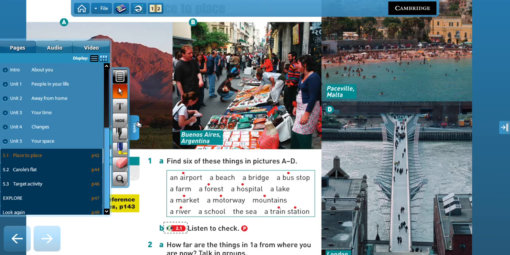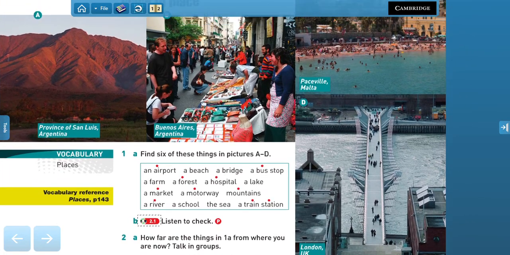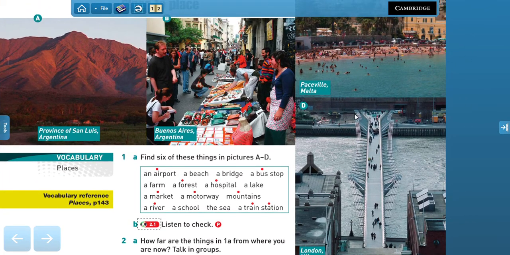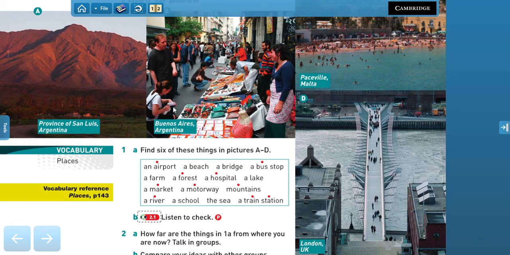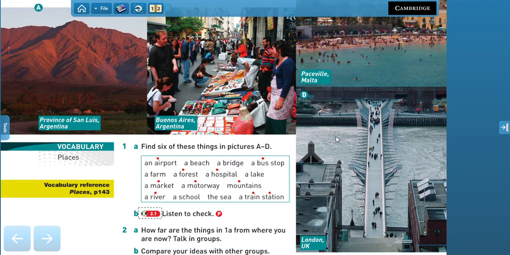Alright, so here we have 4 images A, B, C, and D of different cities in the world. We have the province of San Luis in Argentina, Buenos Aires in Argentina, Paisville, Malta, and London in the UK.